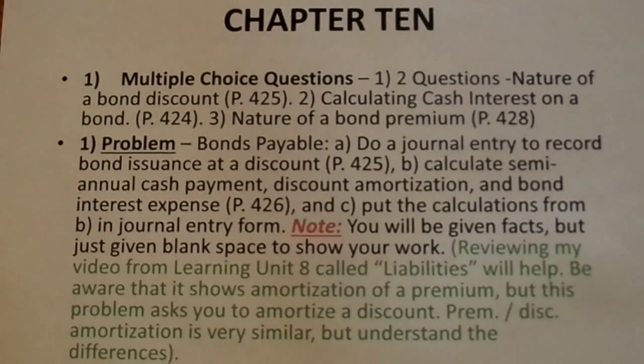One will be do a journal entry to record the bond issuance at a discount. One will be calculate a semi-annual cash payment, calculate the discount amortization, and the bond interest expense. And page 426 discusses that. And put the calculations from this last part, part B, into journal entry form. You'll be given relevant facts, but you'll just be given blank space to show your work.